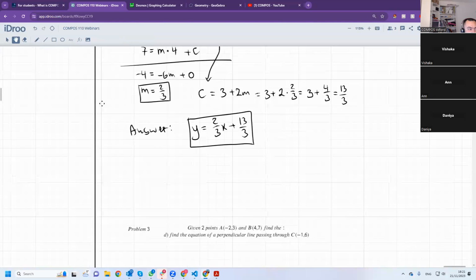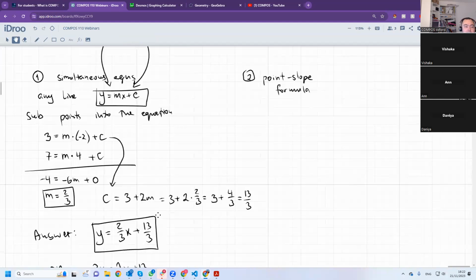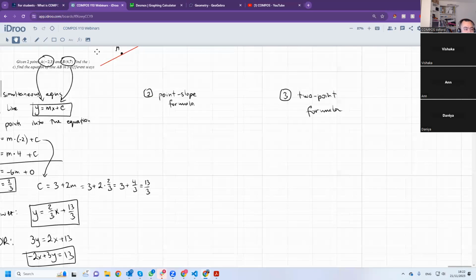You could also write it in a different way. You can use standard form. I think it's called standard form. So you multiply everything by 3, so it's 3y equals 2x plus 13, and then you take everything to one side, so it's -2x plus 3y equals 13. That's another way of writing the same thing. You need to be familiar with those. Okay. The second method, we're going to use the point slope formula.